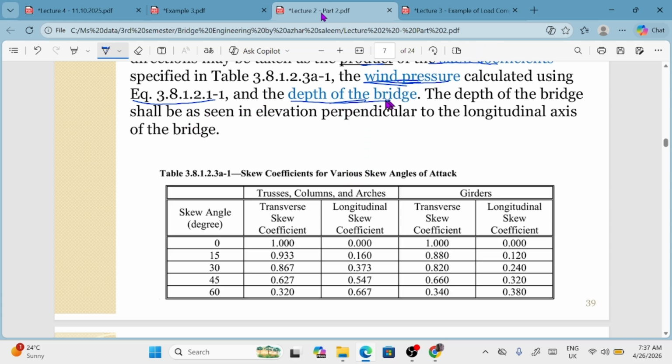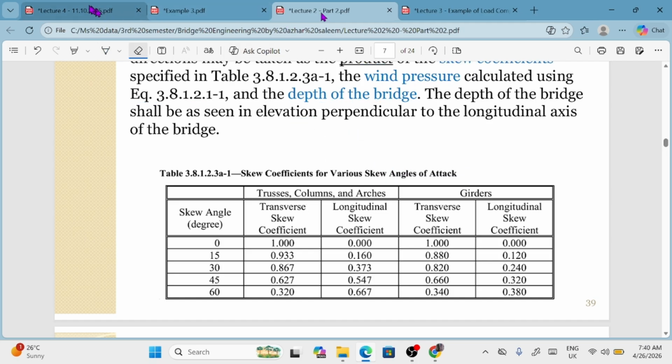Why do we multiply the depth of the bridge with wind pressure? Because this is a pressure and we convert it into a uniformly distributed load. The depth of the bridge shall be as seen in the elevation perpendicular to the longitudinal axis of the bridge. For example, this is a bridge with its longitudinal axis like this, so we will use the depth like this, seen perpendicular to the longitudinal axis of the bridge.